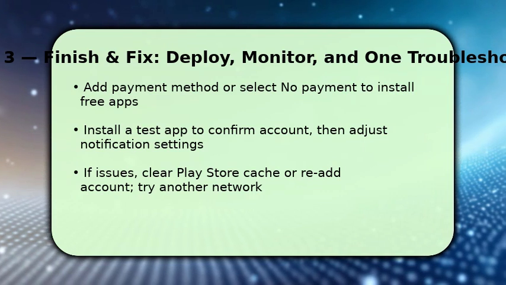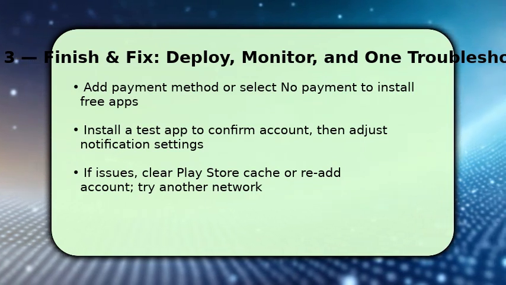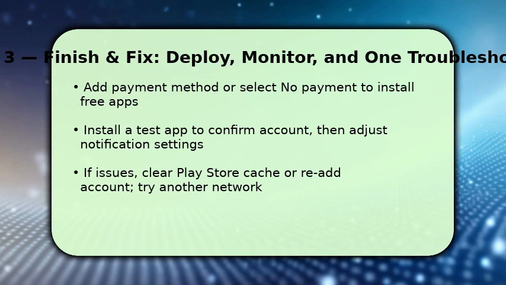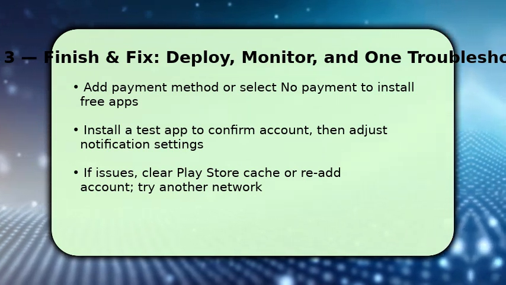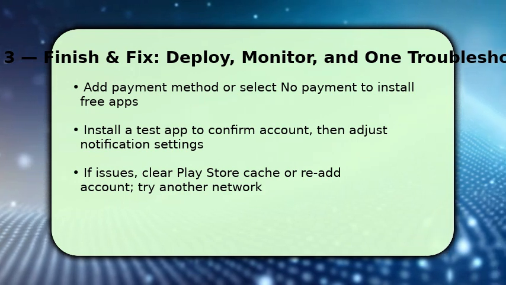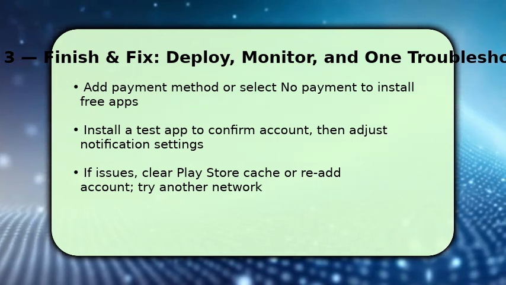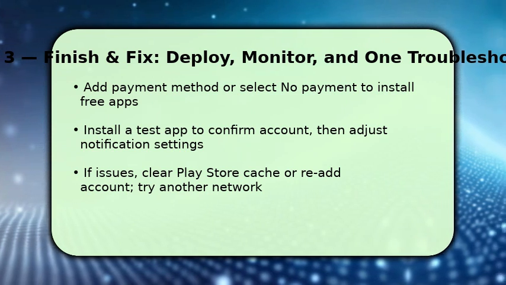Finish by adding or skipping a payment method. Choose credit, debit, or Google Play balance. You can always add later. Install one free app to confirm the account is active and that purchases or downloads work. After that, customize notifications and parental controls as needed.